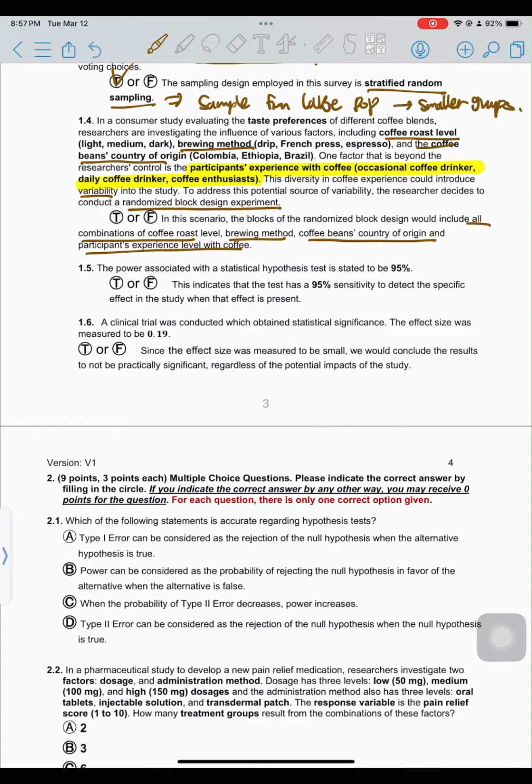So this question asks whether you remember the randomized block design. By Google, a randomized block design is a restricted randomized design in which experimental units are first organized, and then the treatments are assigned at random. So if you include all of these variables, this would defeat the purpose of using the randomized block design experiment. Our variability comes with the diversity in coffee experience. So you put coffee experience as the block, and then depending on that, you can randomly assign the other variables like brewing method or coffee roast level. This is why the answer for this question is false.